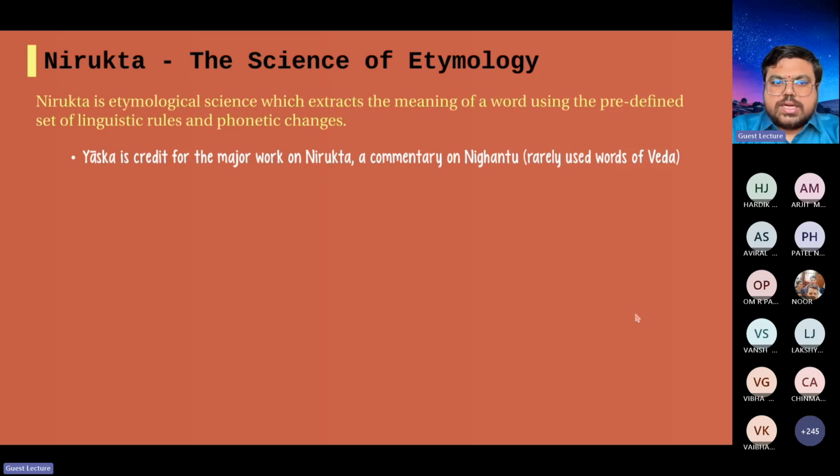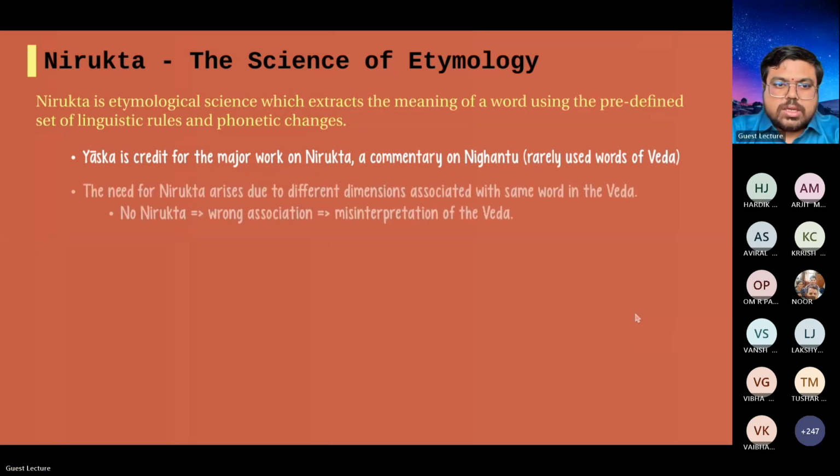Yaska is credited for the work on Nirukta. Doesn't mean he invented Nirukta. Whatever the science of Nirukta was, it was already there, permeating the Veda, and Yaska squeezed it out into a set of rules. That's what we need to understand. And he also made a commentary on Nighantu, on the rarely used words of the Veda. Nighantu means dictionary, Nirukta means etymology.